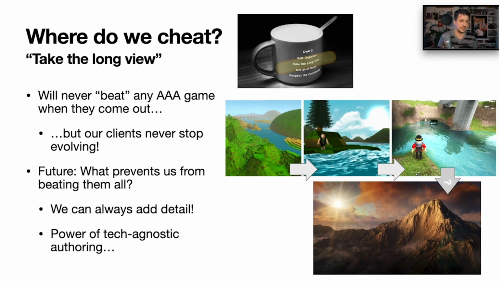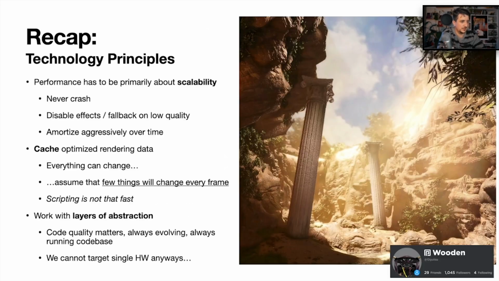Our virtual worlds are not static. They are not products that get shipped, put on a DVD, and then that's the end of it. Because the authoring was never done in a way that fixes the technological choices, we are constantly improving and constantly evolving. So, quick recap: performance has to be about scalability, good to cache rendering data and compute everything over time. And we will see we work through a few different levels of abstraction in the actual implementation.